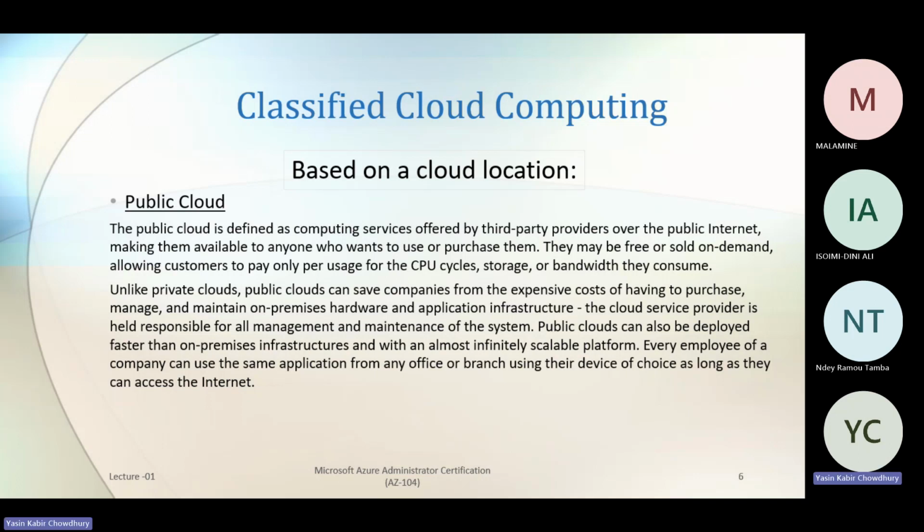Unlike a private cloud, public clouds spare companies the expensive cost of having to purchase, manage, and maintain on-premises hardware and application infrastructure. Like I told you before, as we are not buying or renting any office, we don't need the decoration, the hardware, the power system, or the cooling system, nothing for the server or any infrastructure services. But in the private cloud, we need these things. Later we will learn about the private cloud, and then you will be clear why we need these things for it.